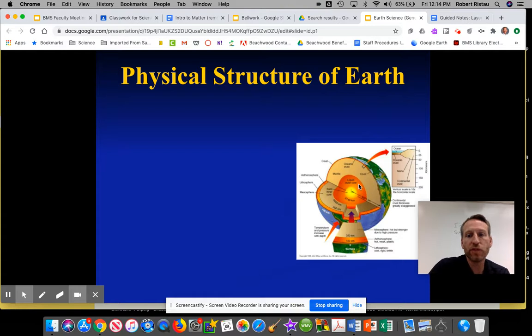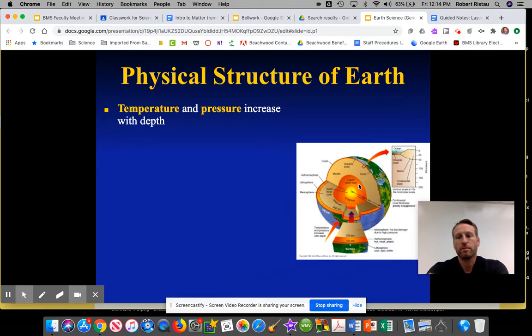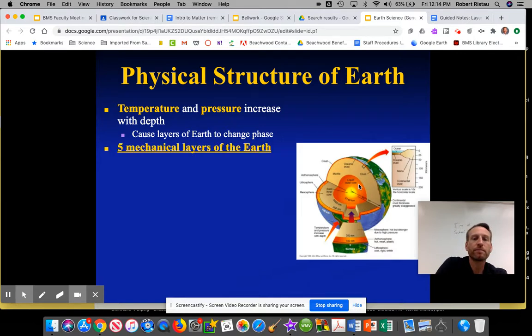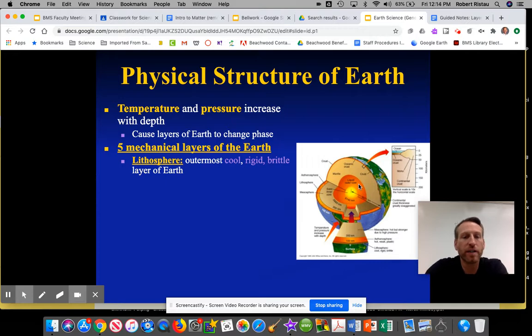Okay, last thing is the physical structure of the Earth. So one thing that we know is that as we get from the surface down to the center, the Earth's temperature increases, the temperature in those layers increases, and the pressure definitely increases. So what happens is it causes the layers of the Earth to change their phase or their state of matter, right? Okay, we have these 5 mechanical layers of the Earth that we talked about in our reading.